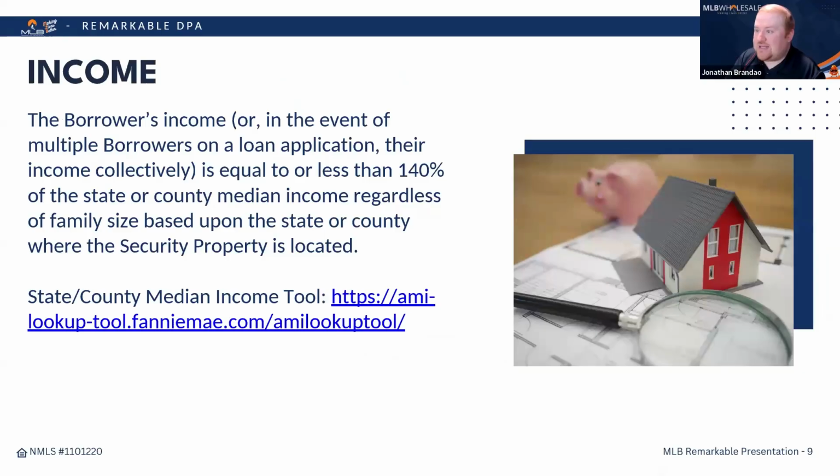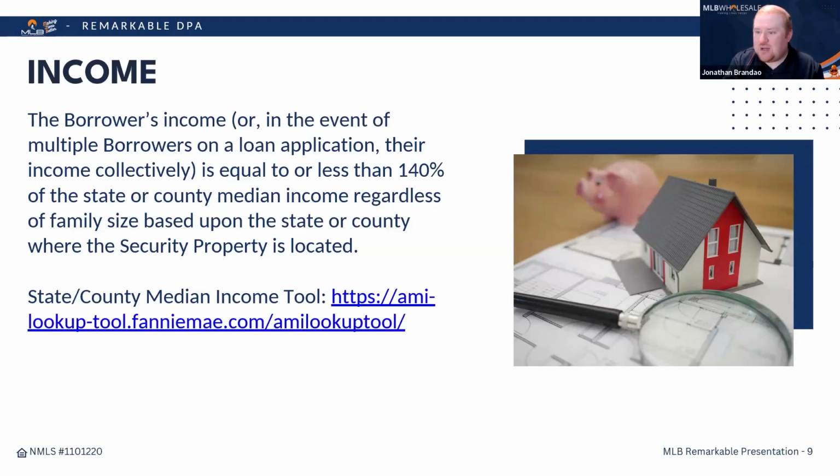Here's where that income comes in. And like I said, income is not required on this program unless we have to use this as a last resort. If we do have to use the collective income of everyone that's on the loan application. So if there is more than one borrower, then if we're using the income specific category, we do need to use their collective income here. And it has to be equal to or less than 140% of the state or county median income.